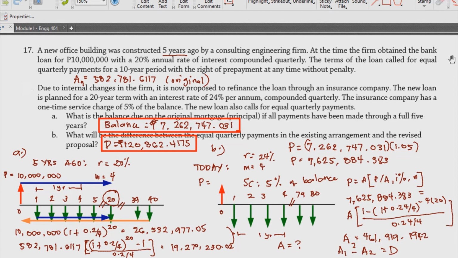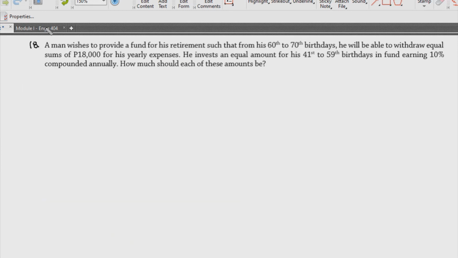So yun lang yun, and the rest is just for this certain scenario na meron tayong difference ng 2 annuities. Okay. Now, let's move forward sa next number, which is number 18. Now, for number 18, paki-correct na lang dun sa inyong mga handout. That should be, yung number 19, that should be number 18 lang. Now, let me just read the problem first bago natin solve ito, no?